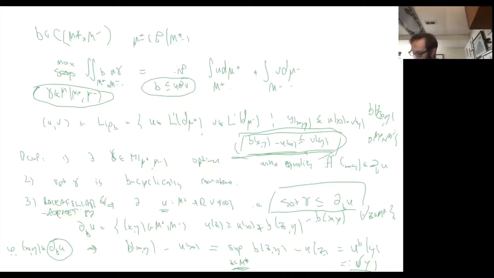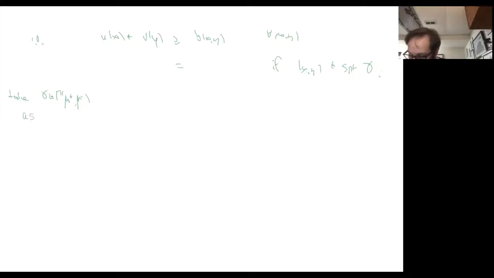Okay, so next page. u(x) plus v(y) is bigger than b(x,y) for all x and y. Equality if (x,y) is in the support of gamma. And so now let's take any gamma, in fact, the gamma that we had before, if we want, as before, so the optimal gamma. Sorry, if (x,y) is in the B subdifferential of u, but that's contained in the support of gamma.